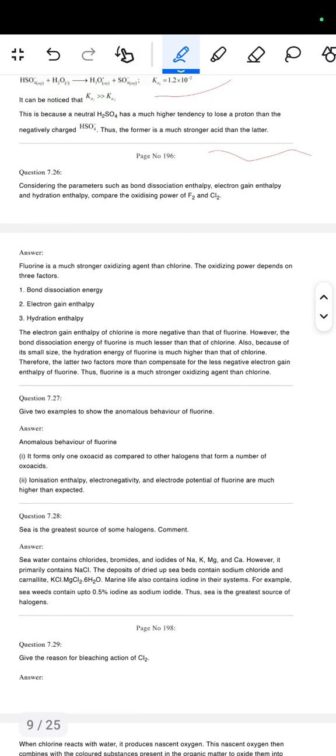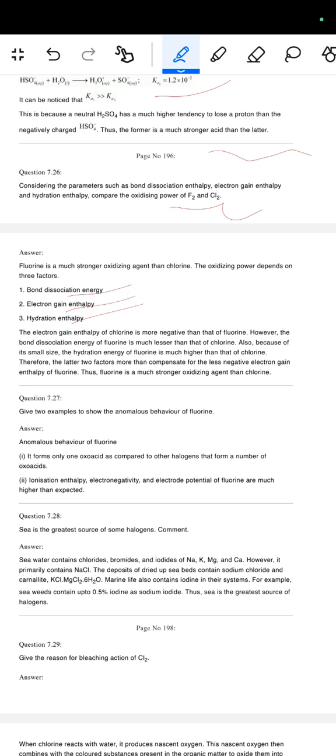Next, considering the parameters such as bond dissociation enthalpy, electron gain enthalpy and hydration enthalpy, compare the oxidizing power of F2 and Cl2. Fluorine is a much stronger oxidizing agent than chlorine. The oxidizing power depends upon three factors: bond dissociation energy, electron gain enthalpy, hydration enthalpy.